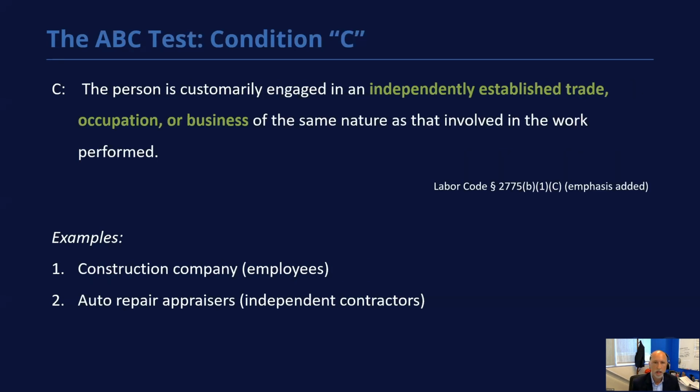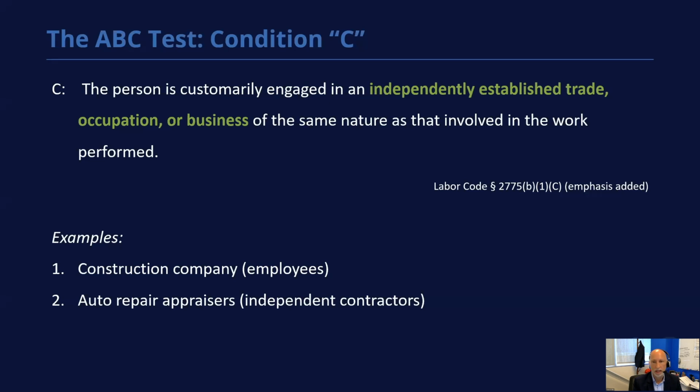The third of the ABC is condition C. This prong requires that the hiring entity show the worker is customarily engaged in an independently established trade, occupation, or business of the same nature as that involved in the work performed. The phrase independent contractor is generally used to describe workers who have made the decision to go into business for themselves. As noted by the court in Dynamex, going into business for oneself often involves incorporating as a business, advertising, obtaining any necessary business licenses, registrations, and making offers to provide business services to the general public.